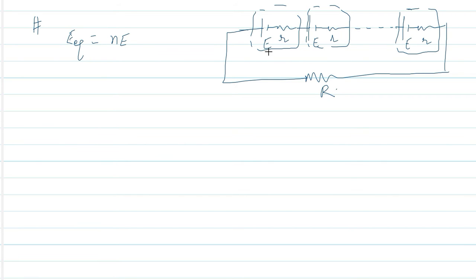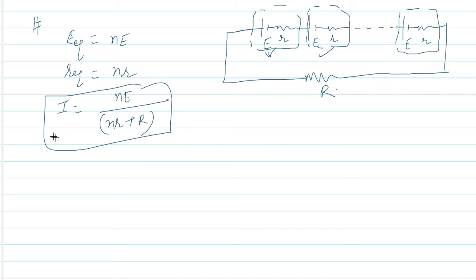Are you getting this thing? Once you add E, n times, you get nE, right? And in the same manner we can write R equivalent. R equivalent will be what? nr. So now the current flowing will be given by the total EMF divided by the total resistance. This is how we are supposed to write the equivalent total current in the series combination of cells, right students?